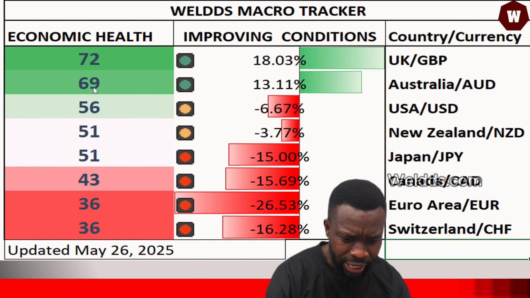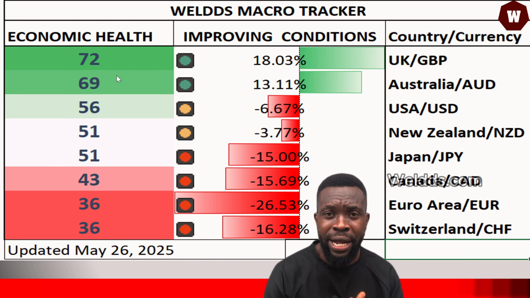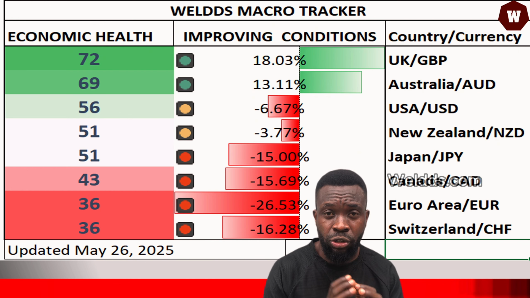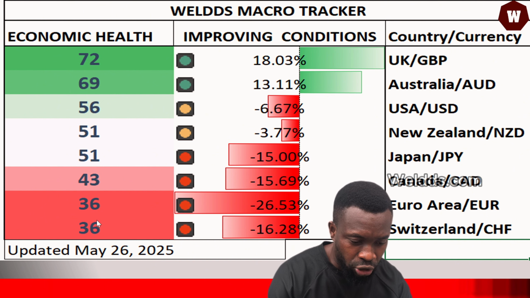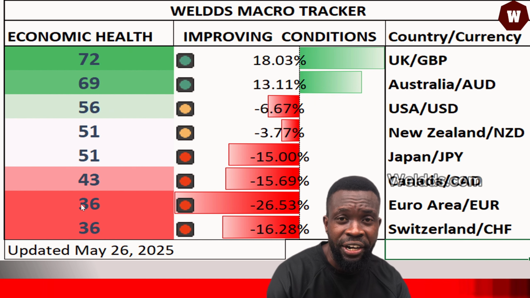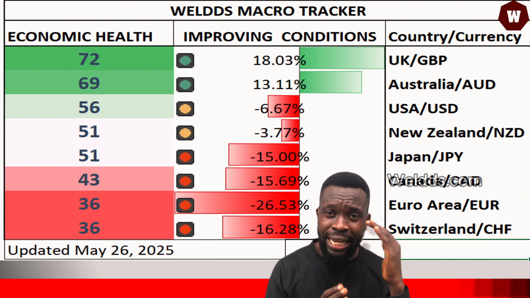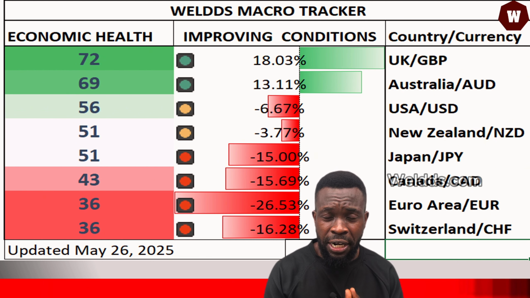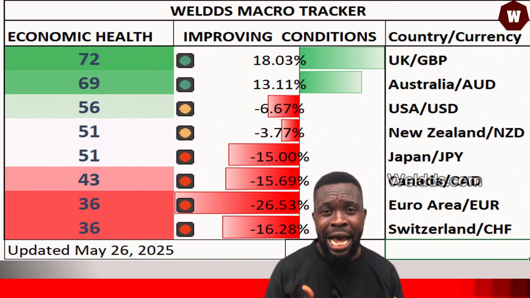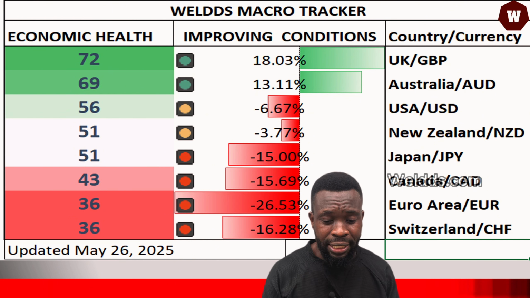Okay, the second one here when it comes to overall economic health is Australia. So we expect the British pound and the Australian dollar to be very strong this period. Now you look at the bottom two, you see that the overall economic performance of the Swiss franc is 36, while that of the euro area is also 36. So the two strong economies are the British economy and the Australian economy, while the two weak ones are the Swiss economy and the euro area.